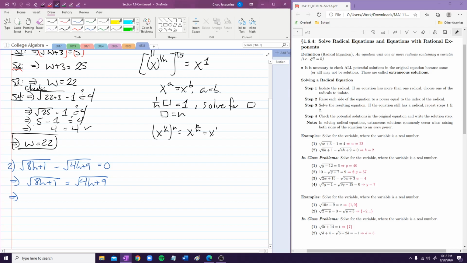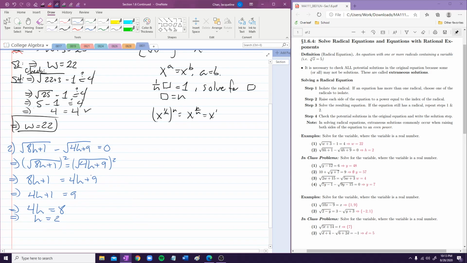So step 2, we want to get rid of the radical. How do we get rid of it? We're going to square both sides. Remember, when we don't see an index, the index is automatically 2. So when I do this, I get 8h plus 1 is equal to 4h plus 9. I'm going to subtract 4h, then I get 4h plus 1 is equal to 9. Then I'm going to subtract 1 from both sides, then I get 4h is equal to 8. Divide both sides by 4, I get h is equal to 2. Now we have to check it.